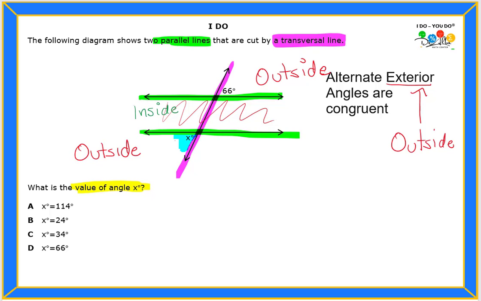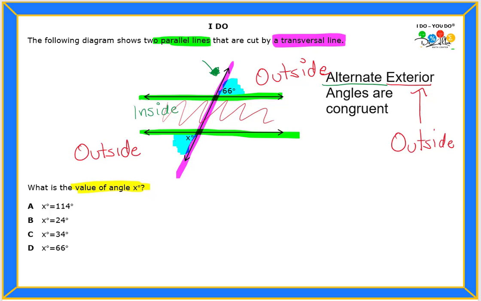Now what else? Alternate. Where does that word come from? Well, if you notice, this is my transversal, the line that is cutting my parallel lines. And notice how 66 and angle X are not on the same side of my transversal. They're on opposite sides. That's the reason why we say alternate, because they're not on the same side, okay? And it says that they are congruent. That means that they have the same value. Therefore, this angle, which is 66, is congruent to angle X.